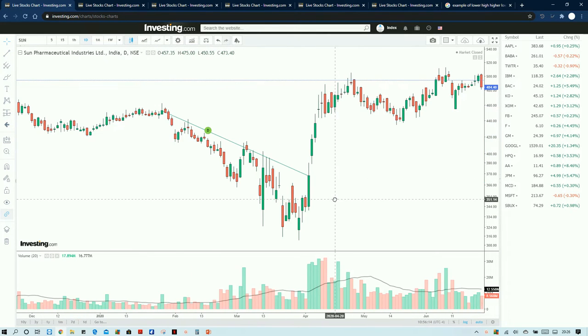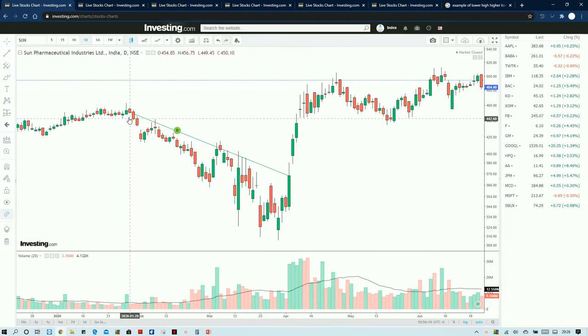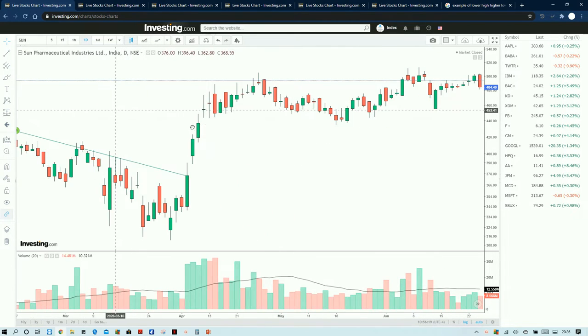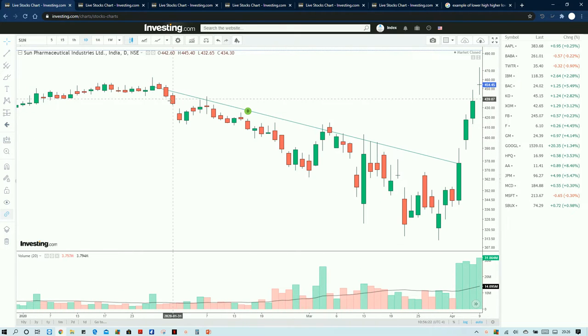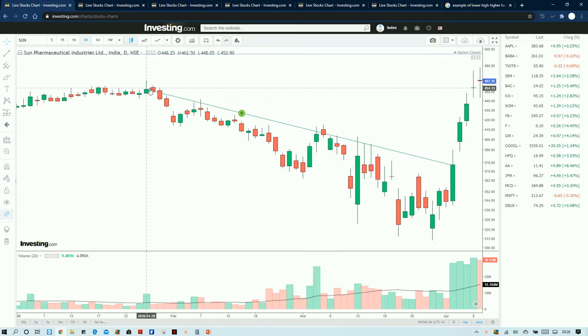Okay, so now you can see all the closing prices fall inside this trend line. Here also it tried to go up there, but it is not going upside. So this trend line is acting as a strong resistance.